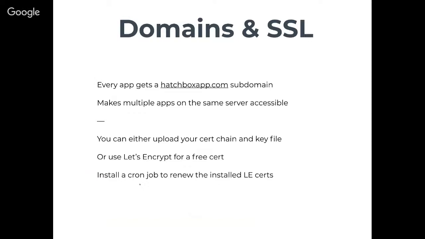So out of the box, any new app that you deploy gets a generated subdomain for hatchboxapp.com. I hit the API for, I believe I'm using Cloudflare, and it adds the subdomain, points it to your IP address, and then you can access all of the apps on your one server by using those subdomains.